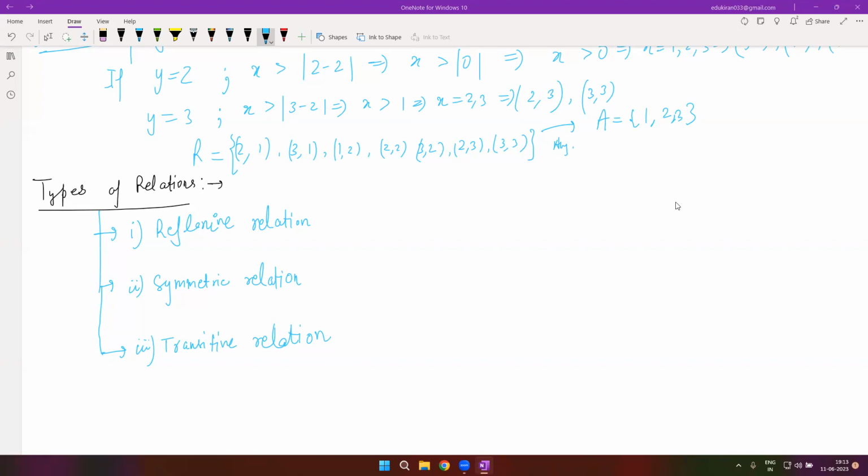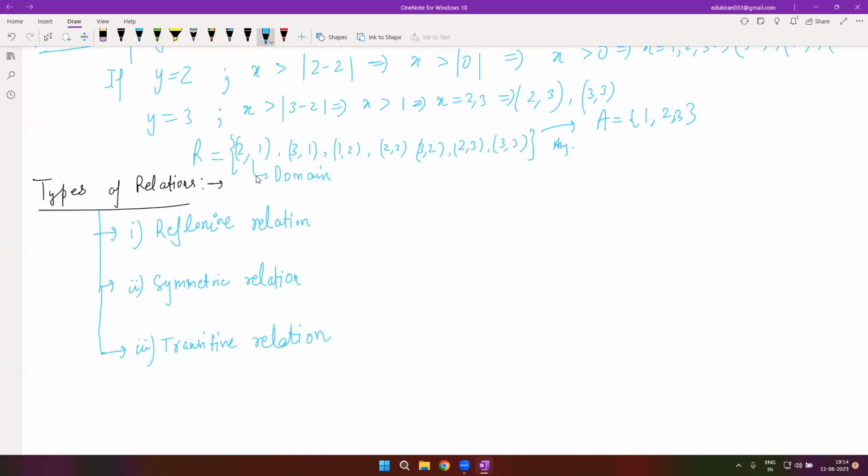So let's say this relation R is formed on the set A. Set A contains 1, 2, 3. Now, reflexive suggests that every element should reflect itself. Every element should reflect itself. When you write this relation, (2,1), (3,1), (1,2), (2,2), (3,2), (2,3), (3,3), then this ordered pair is divided into two parts, domain and range.